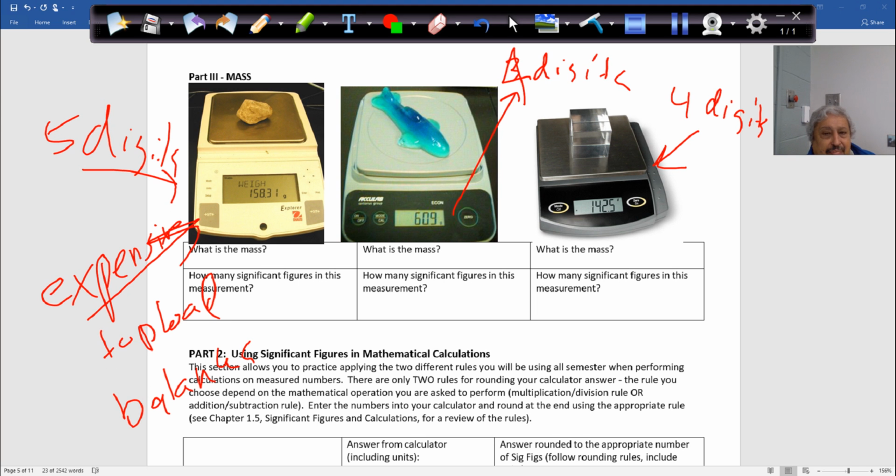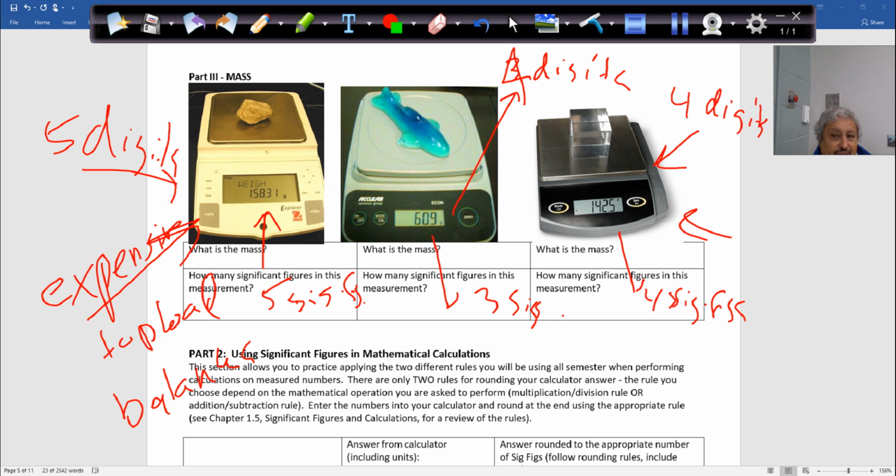In the kitchen, you need something like this, cheaper ones, smaller, from Amazon or Walmart, whatever. Those are cheaper ones, correct? So now you can read how many significant figures this one has. How many? 5 sig figs. How many here? 3 sig figs. How many here? 4 sig figs. So you don't have to weigh, you have all the weighing done for you, correct?